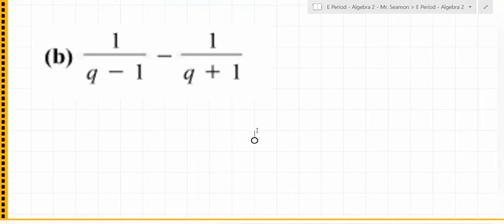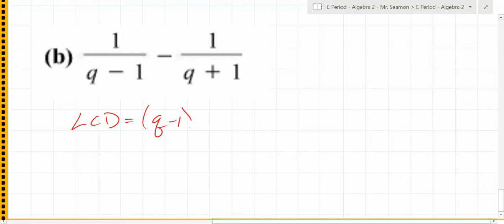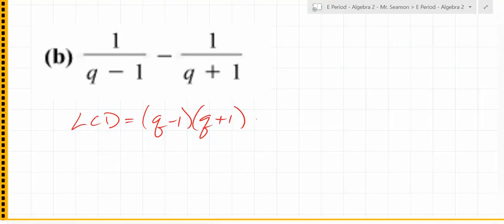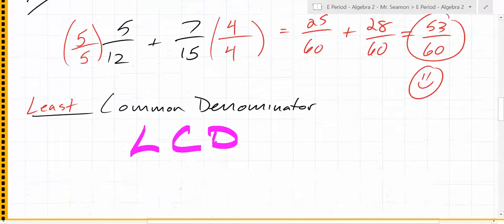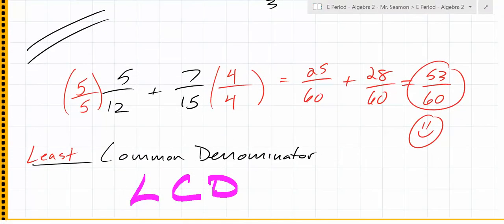Okay, can someone tell me what the least common denominator is on this one? It's right there. What is it? Q minus 1 times Q plus 1, exactly. You can always get a common denominator by multiplying all the denominators together. Is that necessarily going to be the least common denominator? No. Up here, what was the first fraction we dealt with? The first one we did was 5/12 plus 7 over 15. What was our least common denominator? 60. Could you just multiply 12 and 15?